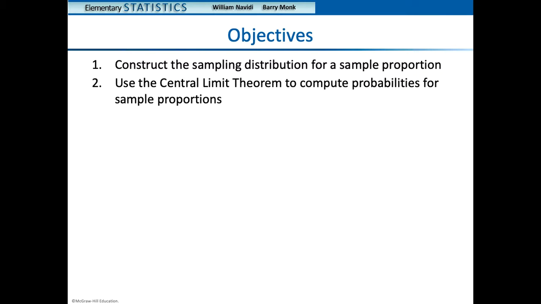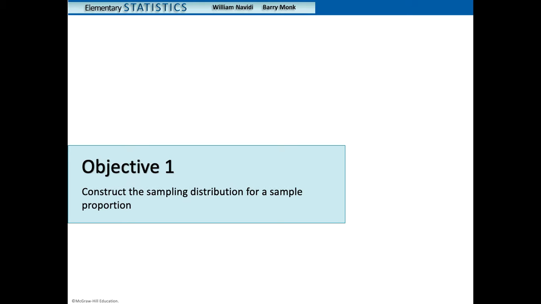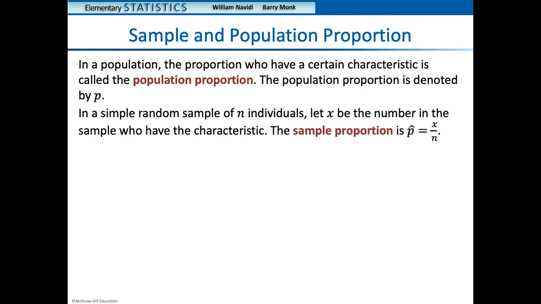We will go over how to construct the sampling distribution for a sample proportion, and then we will use the central limit theorem to compute probabilities for sample proportions. So to get started, let's go over some terminology and some notation here.